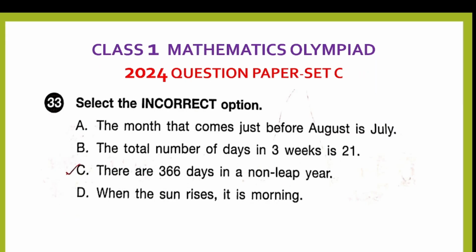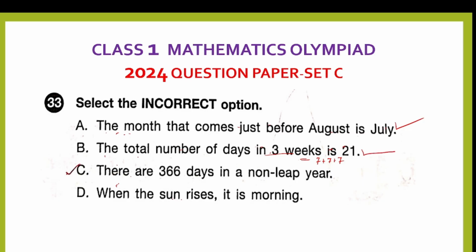Next question. Select the incorrect option. Option A: the month that comes just before August is July. Yes, so this is a correct statement. Now we have to find out the incorrect one. In statement B, the total number of days in 3 weeks is 21. Yes, because in 1 week there are 7 days. So there are 3 weeks. Therefore 7 plus 7 plus 7 is 21. So this is also a correct statement.